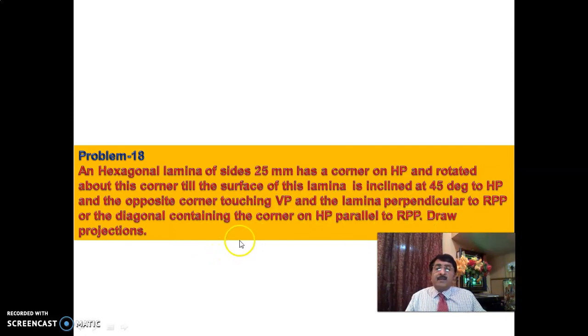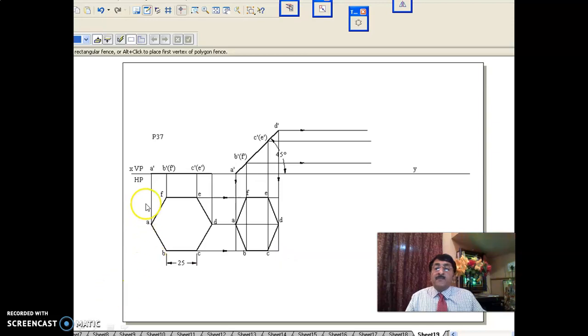Okay, these things, see here, hexagonal lamina, corner on HP. Immediately take the corner position and rotate it about this corner till the surface is inclined at 45. So that is almost the same as the previous problem. But here the opposite corner is touching VP, that I'll tell you. Okay. See here, up till here it is the same as the previous problem.